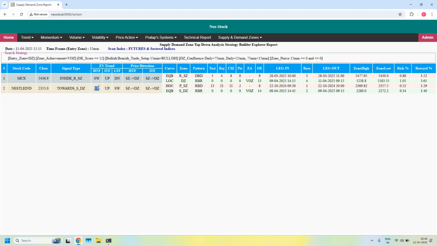But daily trend is up in only one stock. And in this stock, if daily demand zone having daily EMA confluence, then this overlapped 15 minutes demand zone might be having more probability to get success. Let's verify.